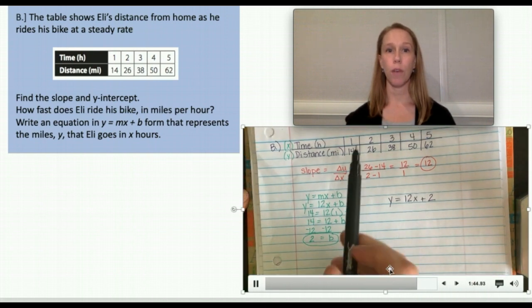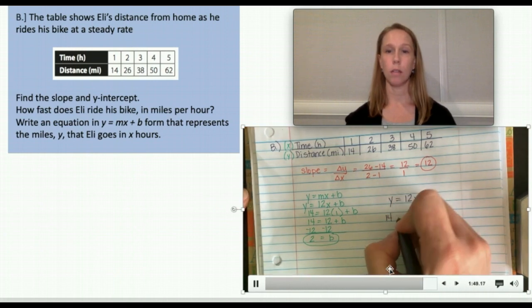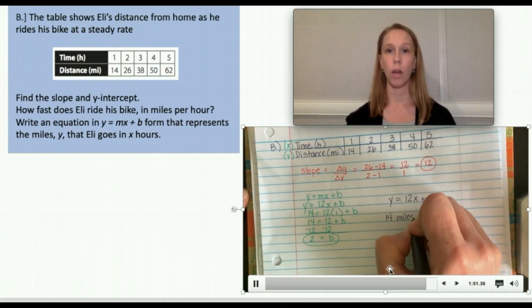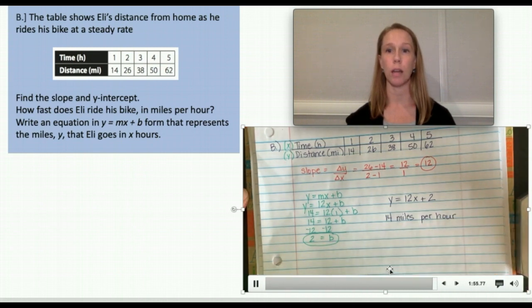Now, to get how fast he rides in miles per hour, I just need to find that unit rate. And the table tells me at 1 hour, I've gone 14 miles. The rate is constant, so I know that that is my unit rate, that he's riding 14 miles per hour.